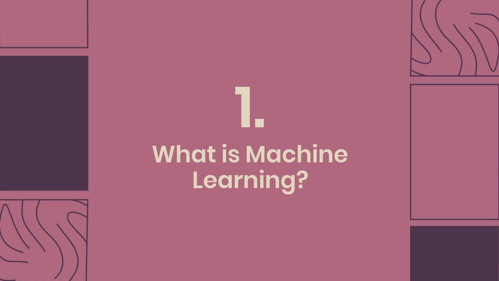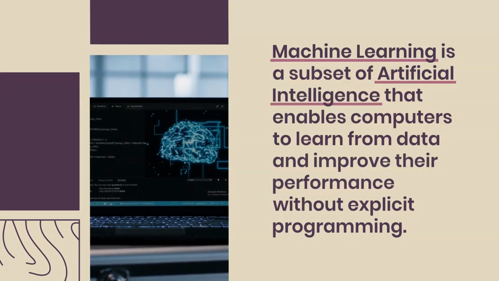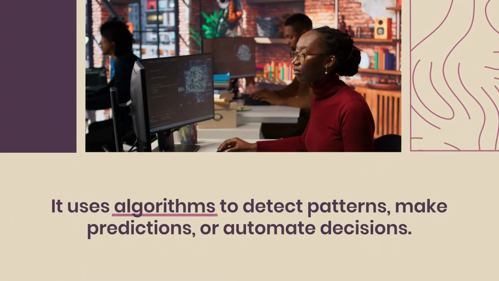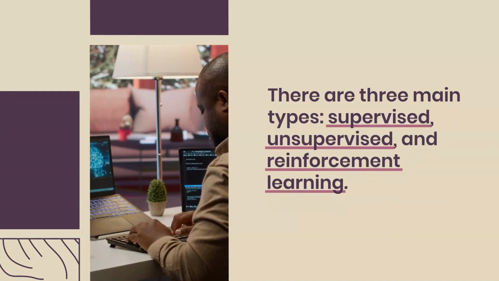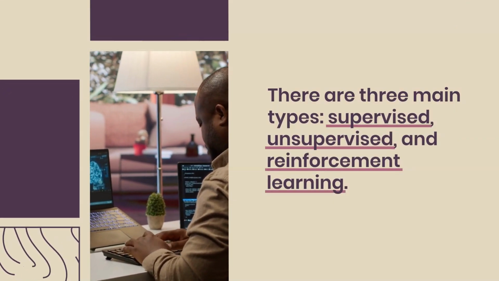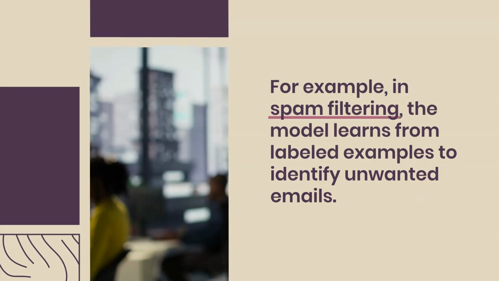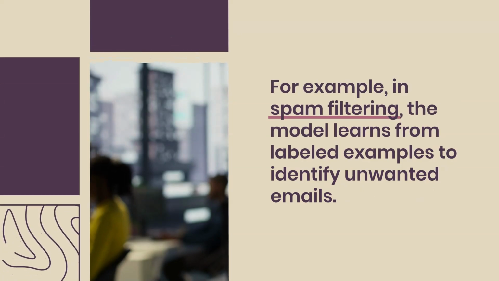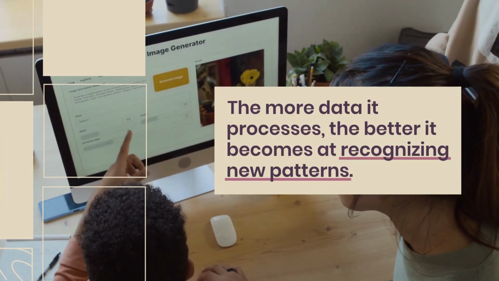1. What is machine learning? Machine learning is a subset of artificial intelligence that enables computers to learn from data and improve their performance without explicit programming. It uses algorithms to detect patterns, make predictions, or automate decisions. There are three main types: supervised, unsupervised, and reinforcement learning. For example, in spam filtering, the model learns from labeled examples to identify unwanted emails. The more data it processes, the better it becomes at recognizing new patterns.